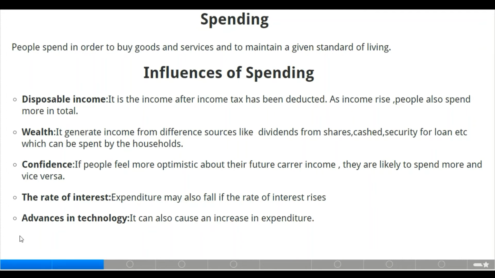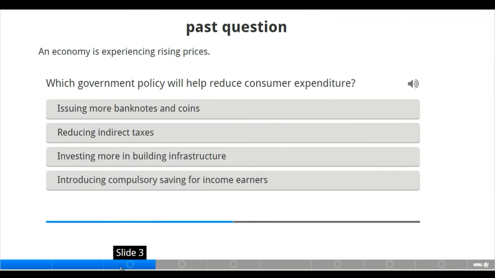Now we move to the rate of interest. Of course, if there is an increase in the rate of interest, it can lead to a fall in our consumption. Now we have advances in technology. Advances in technology can also lead to an increase in expenditure. What do we mean? Because new products may encourage people to replace their existing products. Now we move to the next slide.